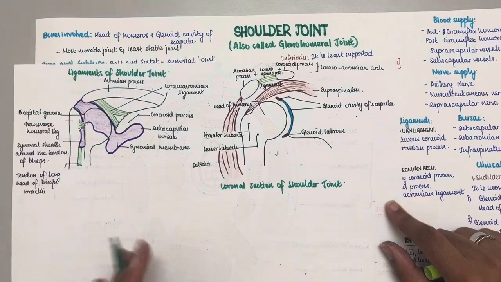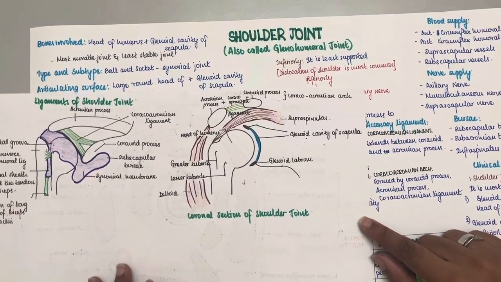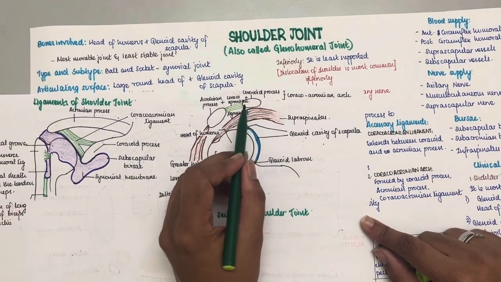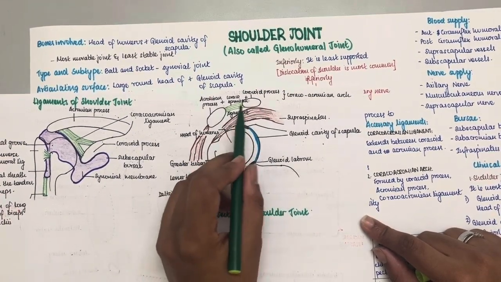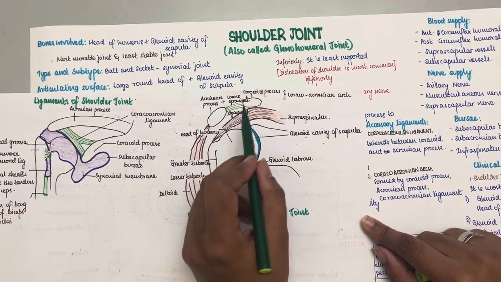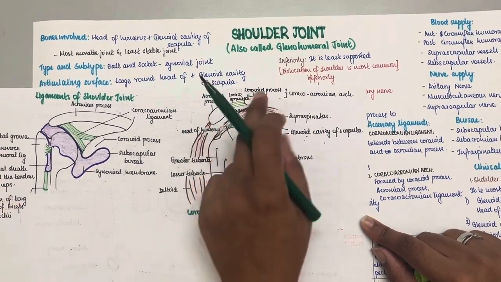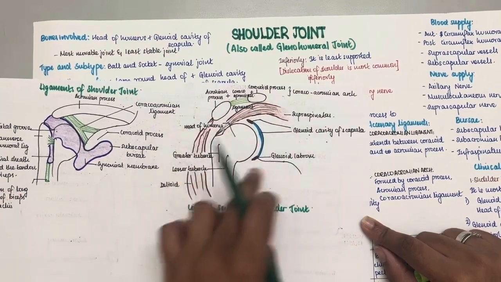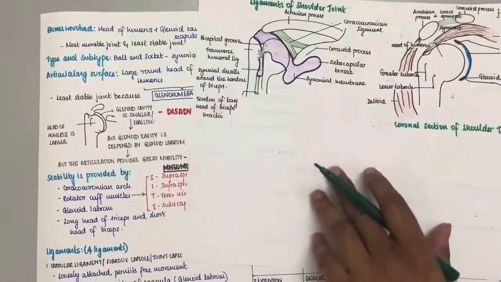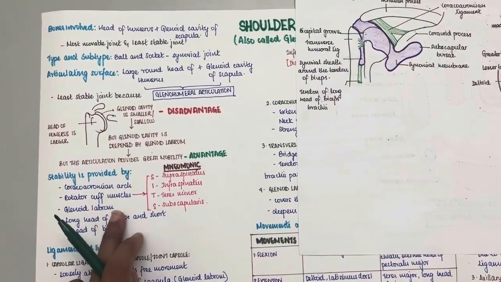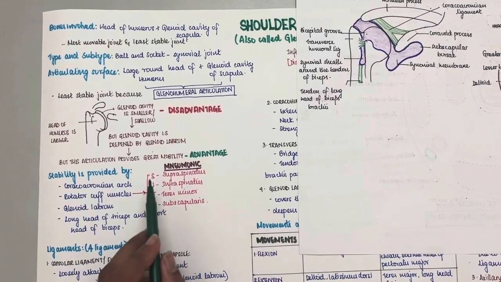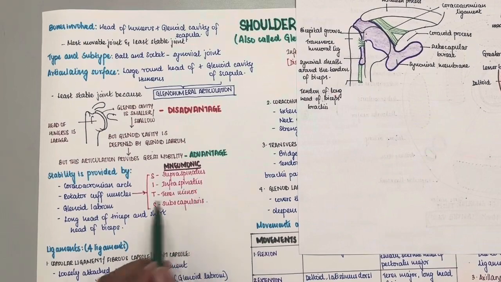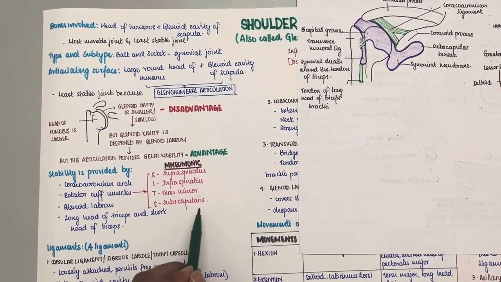So here, this is the acromion process and this is the coracoid process and this is the coracoacromial ligament, this green colored thing. So these three together contribute the coracoacromial arch that provides stability to the shoulder joint. Next is the rotator cuff muscles. That is, the rotator cuff muscles are four muscles: supraspinatus, infraspinatus, teres minor and subscapularis.